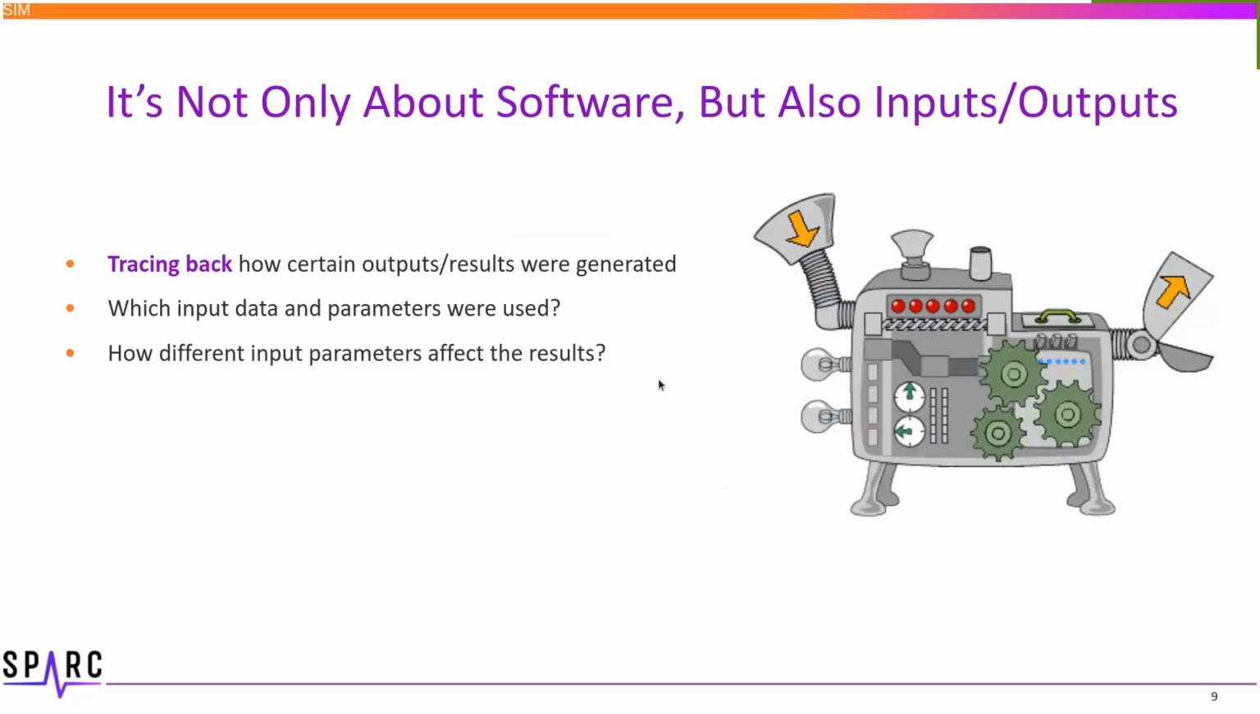But it's not only about software, but also if you have a computational model, what are the inputs that generated certain outputs? It's not always so trivial to keep track of that. So the idea is to be able to trace back how certain output results were generated. So which input parameters were used, and also ideally we should be able to show how different input parameters affect the results. So something we can do is, for example, what we call sensitivity analysis in computational modeling, which is very important, or uncertainty quantification is also a concept very linked to this one.